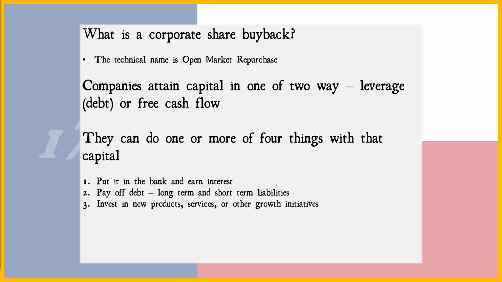Number 3, they can invest it in new product services or growth initiatives. They can buy a new plant. They can use the capital for just about anything they want to grow the business at that point. Invest in R&D, hire more people, expand to a new location, those types of things. Option number 4 is to buy back the company's stock, which is what we're talking about today.